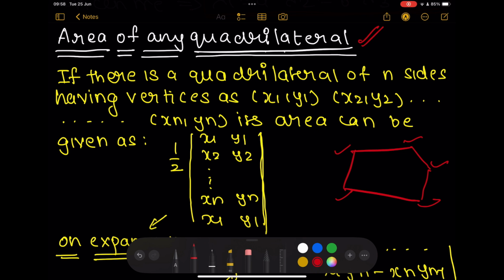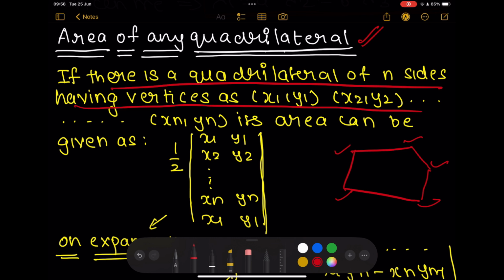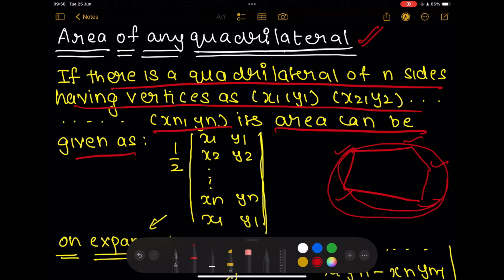Always while you're using this formula, if there is a polygon of n sides having vertices x1 y1, x2 y2, all the way till xn yn, its area can be given as... The only thing where people make mistakes is they don't write the points in order. Here either you must go clockwise or you must go anti-clockwise. So you must first write this, then this, then this, then this, then this, or first this, then this, then this, then this, then this. You can't write this and then this and then this. So that is the only thing where JEE can confuse you.